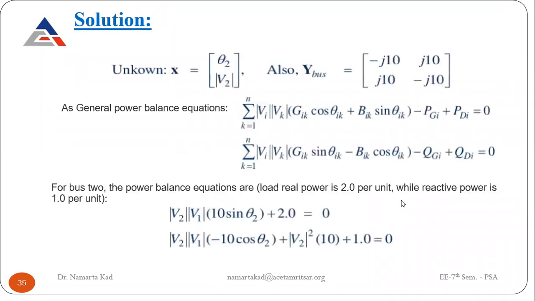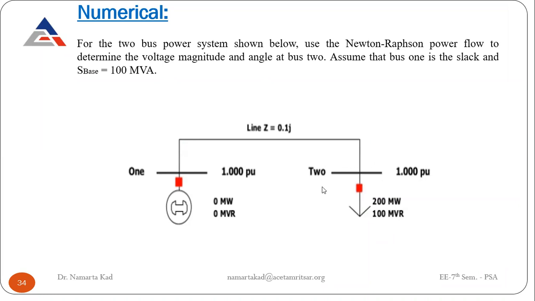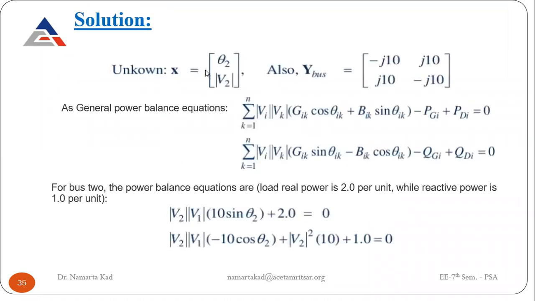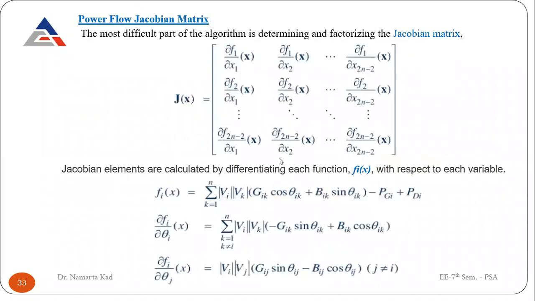Now let's just start. The unknowns are what we have to calculate: the voltage and angle at bus number 2. So the unknowns are theta 2 and V2. Just write the Y bus. So Y bus is Y11. It is simply, just see here.